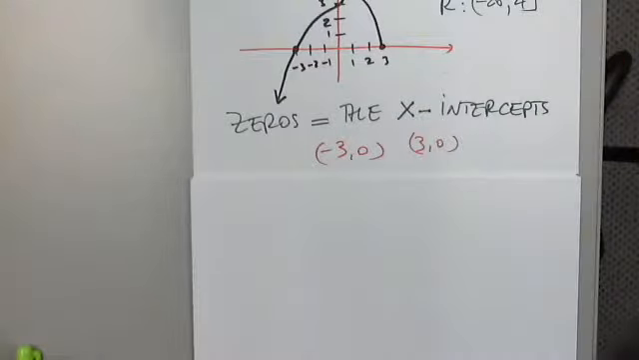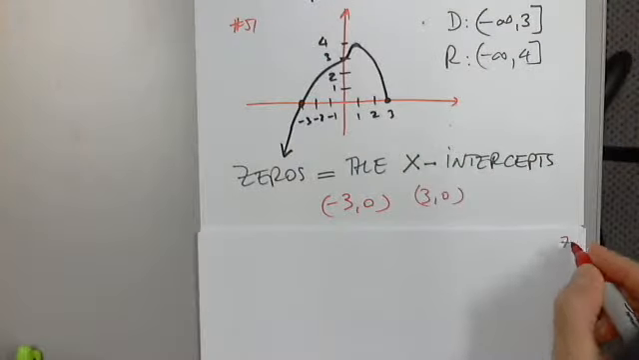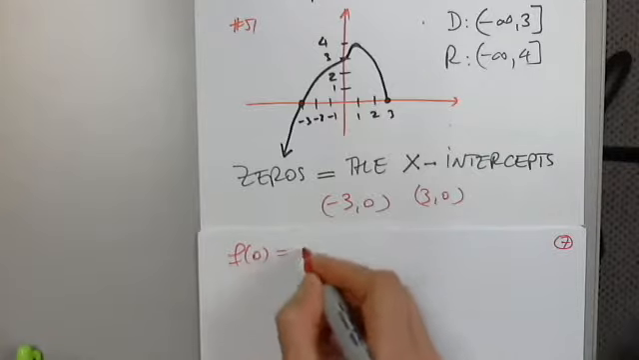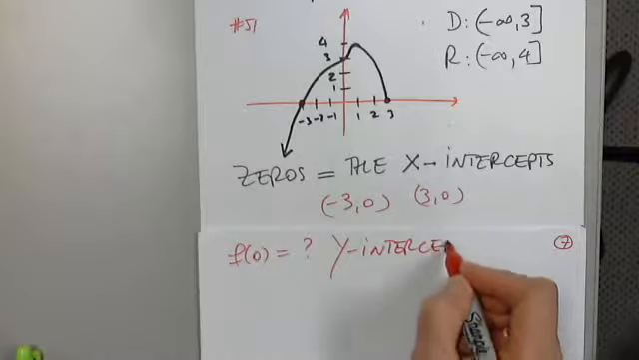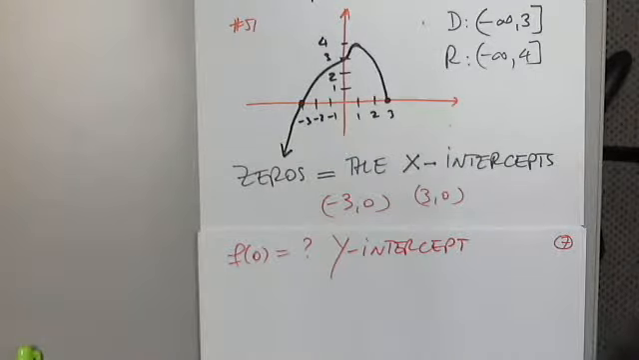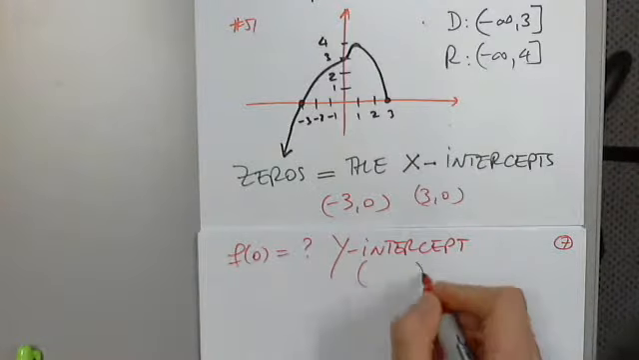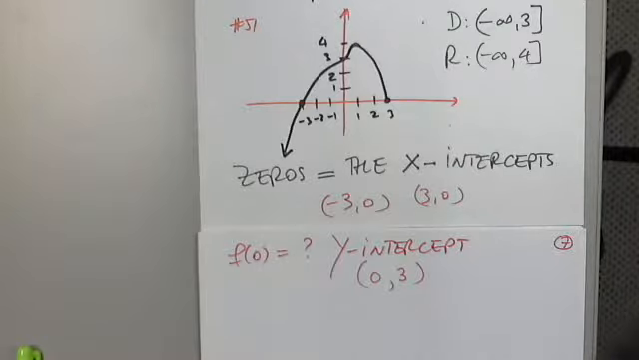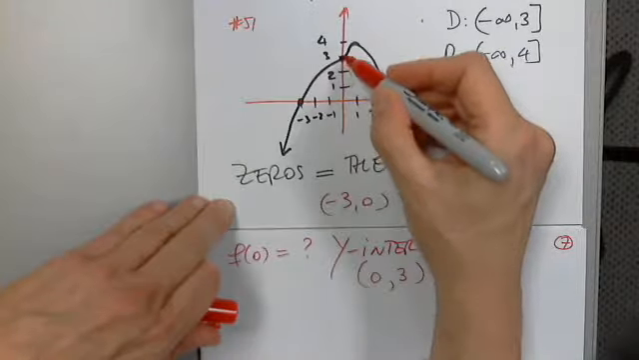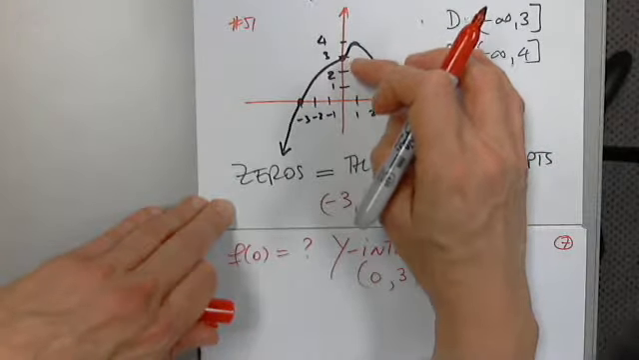We're asked to find f of 0. What does f of 0 mean? Indeed, f of 0 is the y-intercept. Does it touch or does it cross the y-axis? Yes, and the point is? Awesome, thank you. Great job. 0, 3. Any questions? So here's the point. It's right here. 0, 3, that's the y-intercept or f of 0.